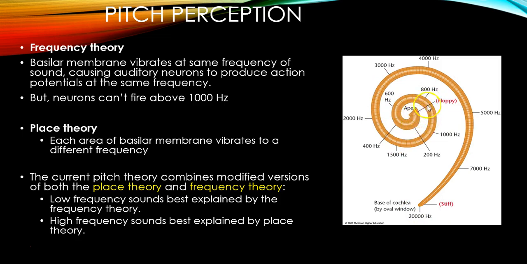And we already talked about this, the lower frequencies in the apex and the higher frequencies over here at the base. And so the current theory really combines both versions of the place theory and the frequency theory, that at low frequencies, sound is best explained by the frequency theory, that the whole basilar membrane vibrates to that same frequency. And high frequency sounds are best explained by the place theory.